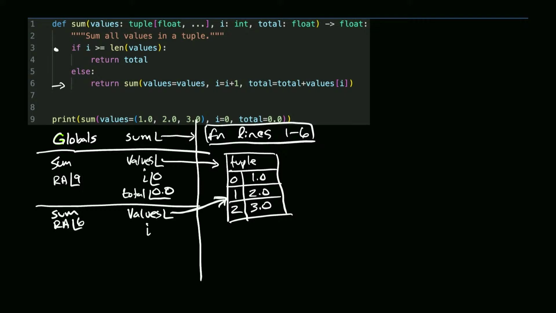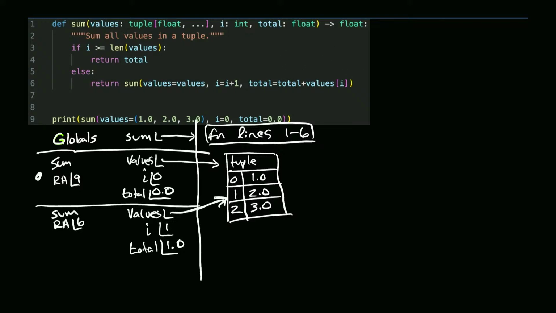And then we're trying to set up, well, what is i going to be? Well, we need to evaluate i plus 1. i was previously 0, so i will be 1. And then what is total plus values[i]? So total is currently 0 in the frame we were at before, right? So what is 0 plus values[i]? Well, i is 0, so values at index 0, we look that up, and it's 1.0. So 0 plus 1.0 would be 1.0 for total. So i in this next frame would be 1, and total would be 1.0. All right? That's a brand new frame.